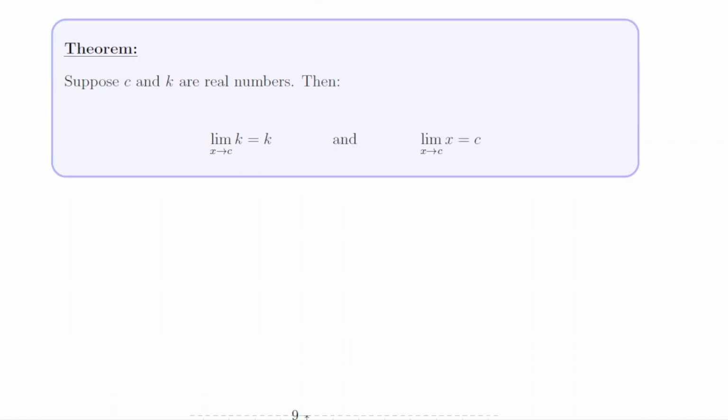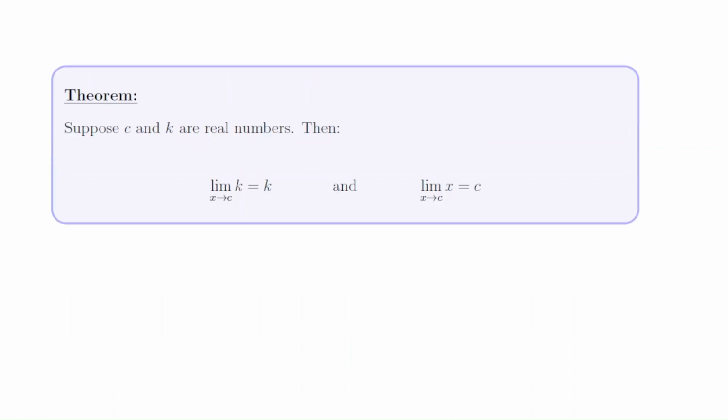Okay, well, let's begin with an example. Suppose c and k are real numbers. Then the limit as x approaches c of k, of the constant function k, is k. And the limit as x approaches c of x is c. So actually, our functions in this case are so simple. In fact, these are almost so simple that they're confusing. So the first example is talking about what's the limit of a constant function.